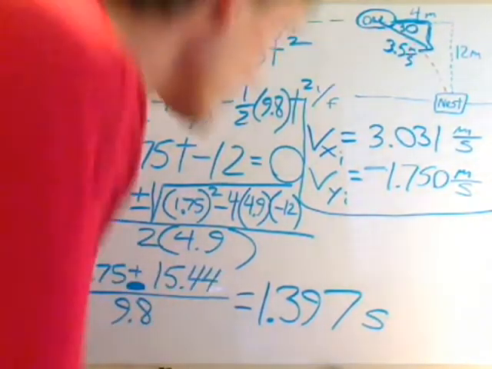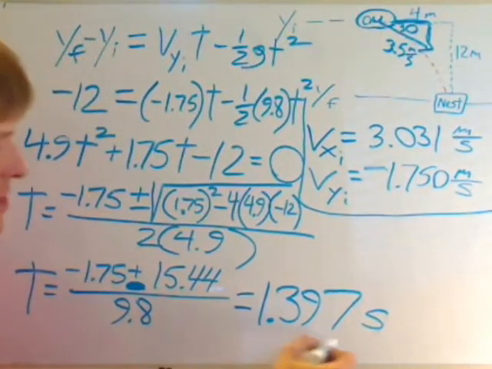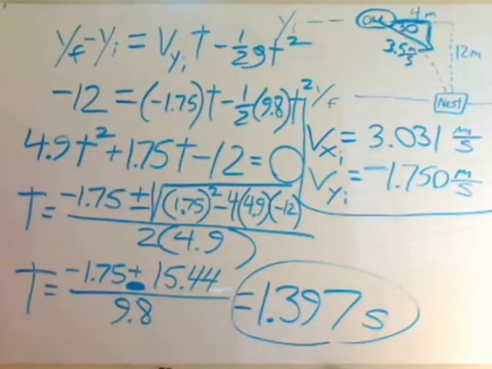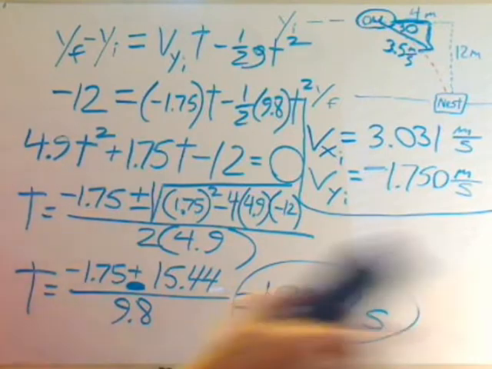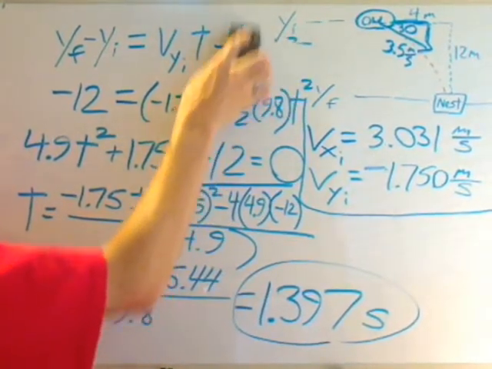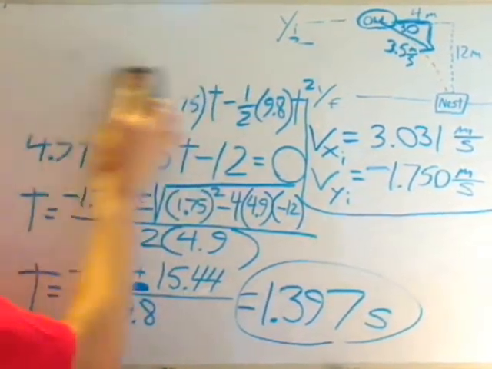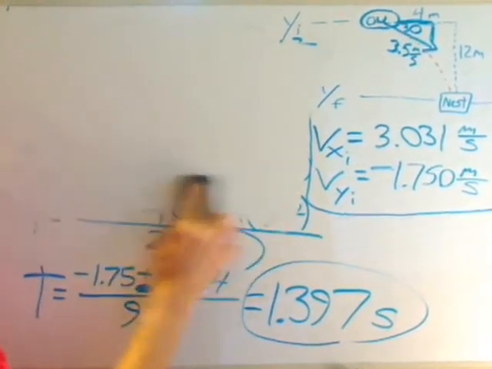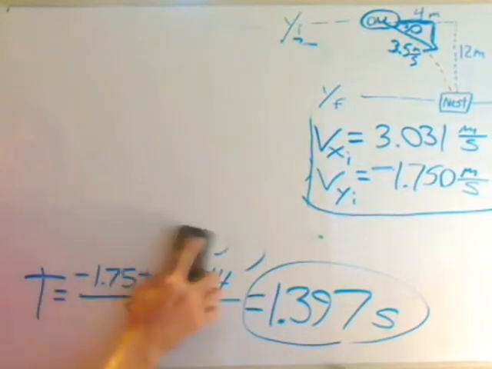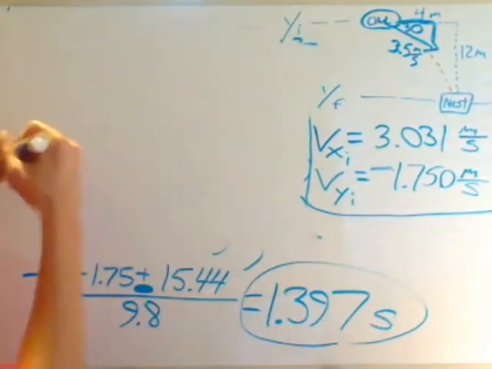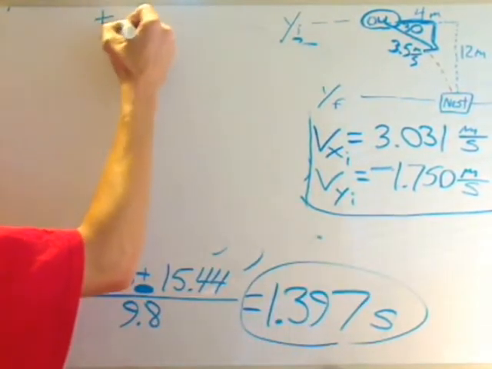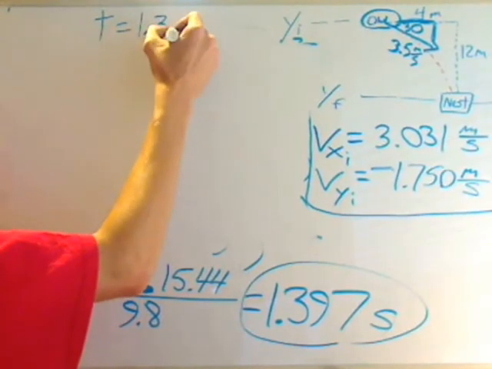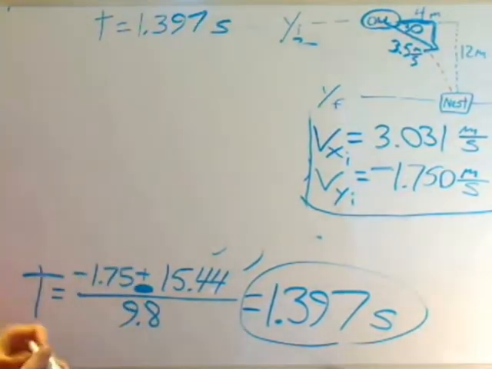Okay, so we calculated the time now, and now we just need to know how far this projectile goes. So let's erase this stuff here, keep the time, so let's go ahead and write that up here now. The time that the mouse is in the air is 1.397 seconds.